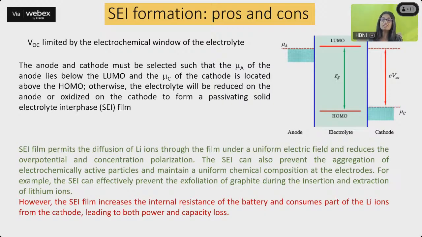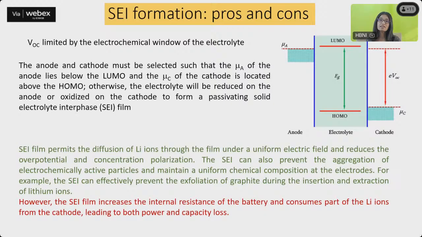And this is a passivating layer which is formed on the anodes. Cathode also has it, but the extent to which it is formed on the cathode is much less compared to the extent in which it is formed on the anode. So this SEI plays a very critical role in the anode part of your battery.